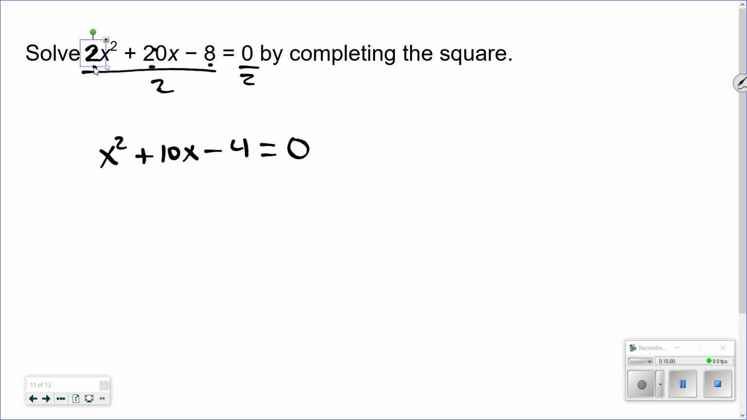Okay, I want you to pause the video now and try this problem. I want you to go through the whole process of solving this by completing the square. I'll go through it also, but pause it and try it first before you watch me go through it.